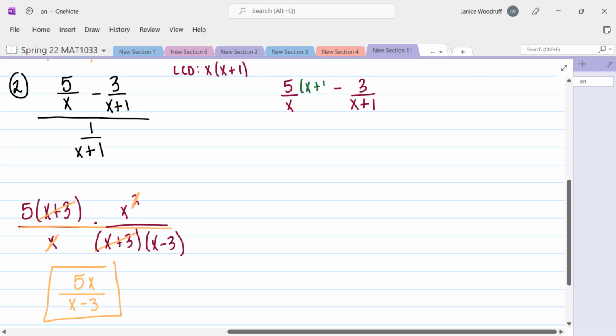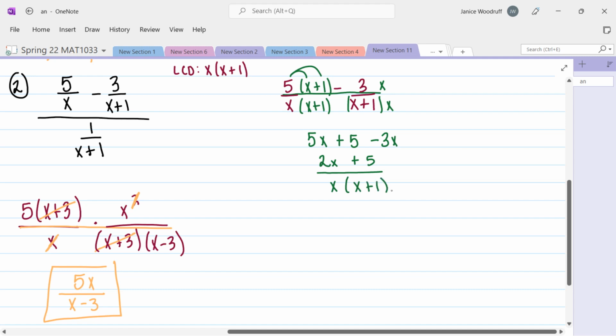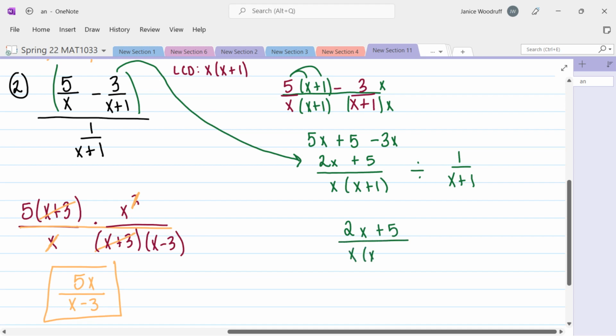So the first fraction is missing an x plus 1, and the second fraction is missing an x. So if I multiply this, this is 5x plus 5, and then minus 3x across the top, which is going to give us, let's see, 5x minus 3x will give us 2x plus 5. And then I'll write that over x times x plus 1. Okay, so that simplifies this numerator right here. And then that is divided by 1 over x plus 1. So that means I'm going to be doing 2x plus 5 over x times x plus 1 times x plus 1 over 1, because I want to flip that.